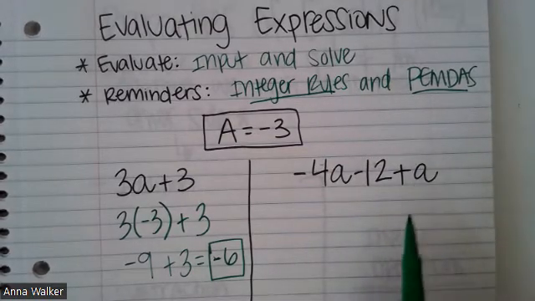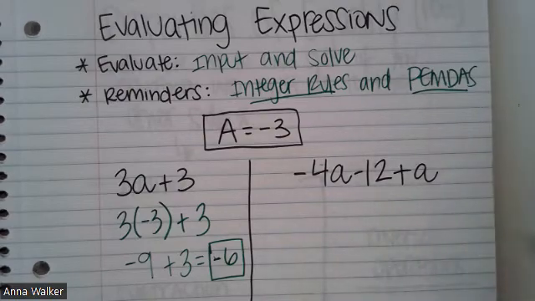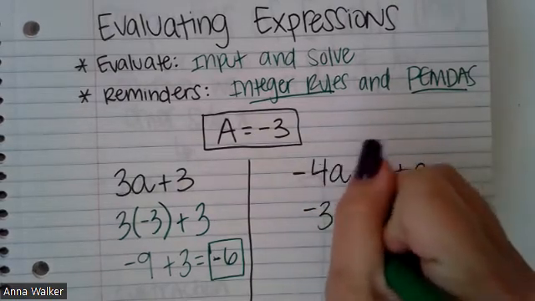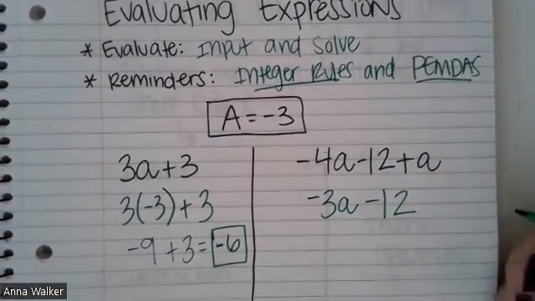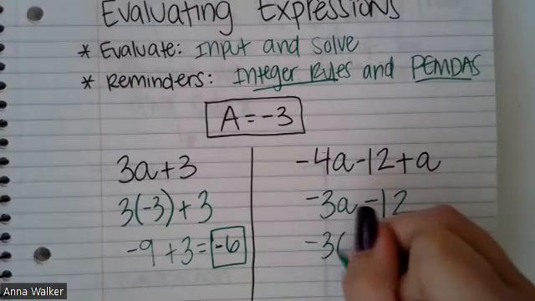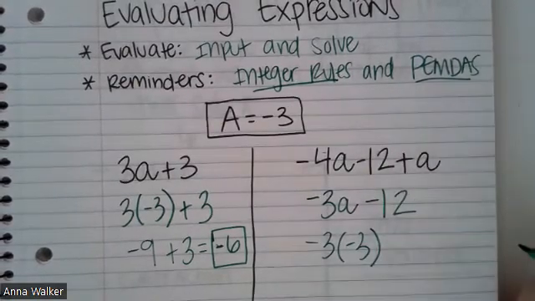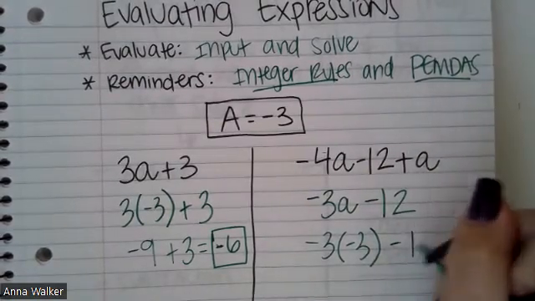This is the same thing as 1a. So -4 plus 1 would be -3a. And then we're going to keep the minus 12. And so if I plug in -3, I have -3 times -3, because that's what I'm plugging in, minus 12.